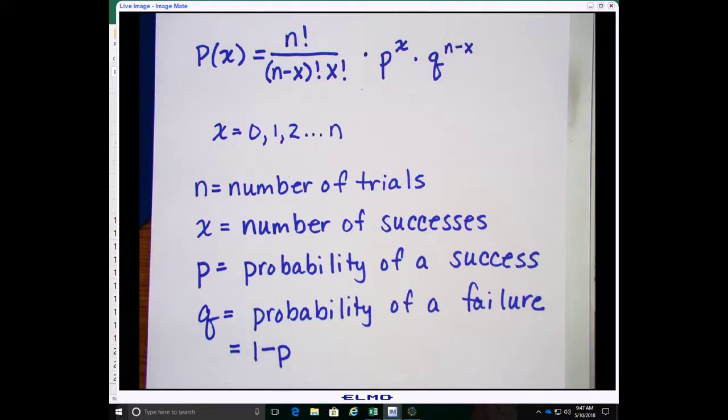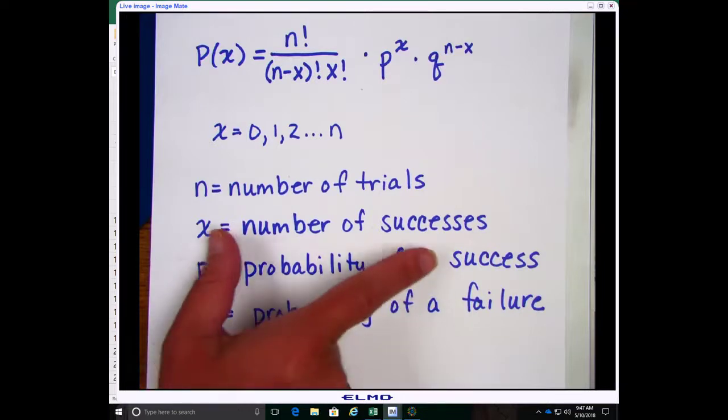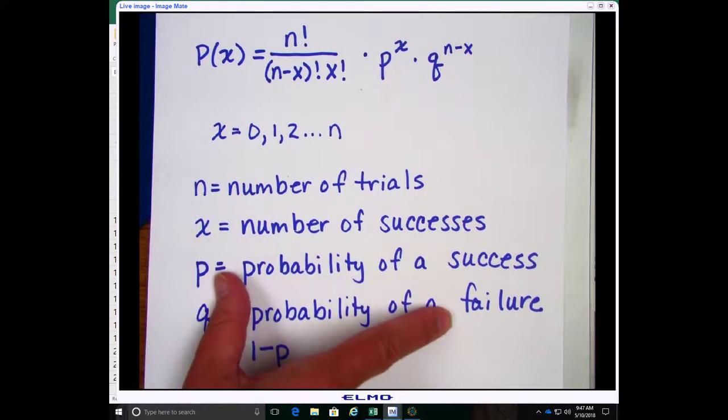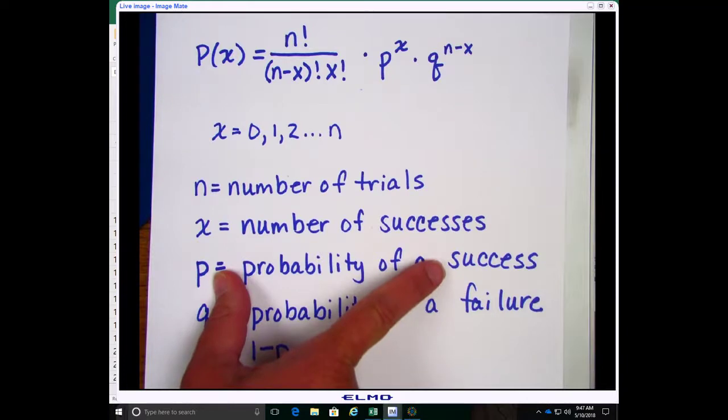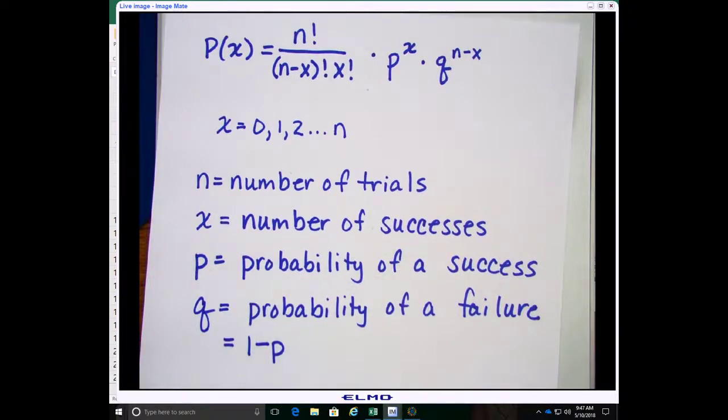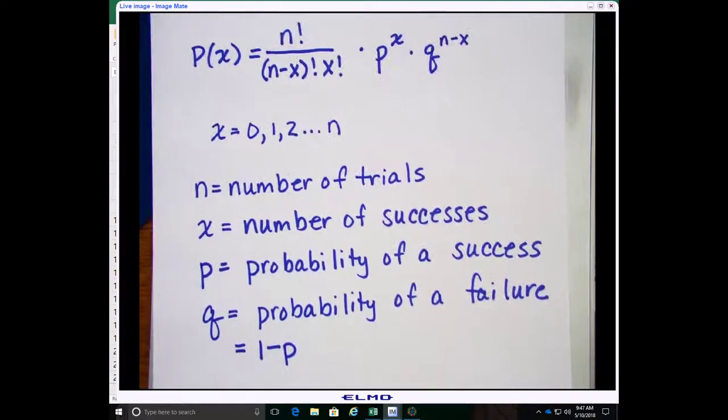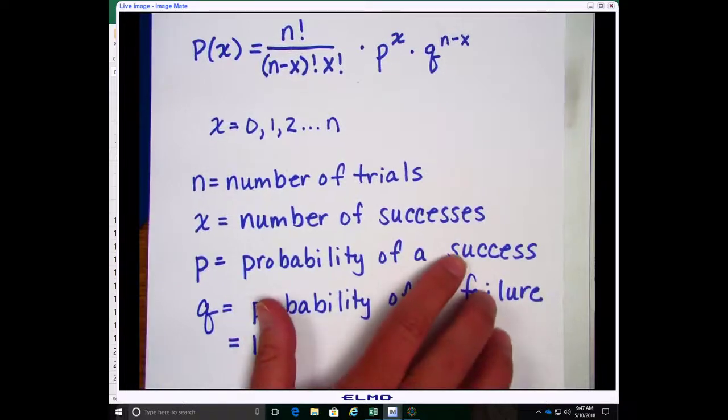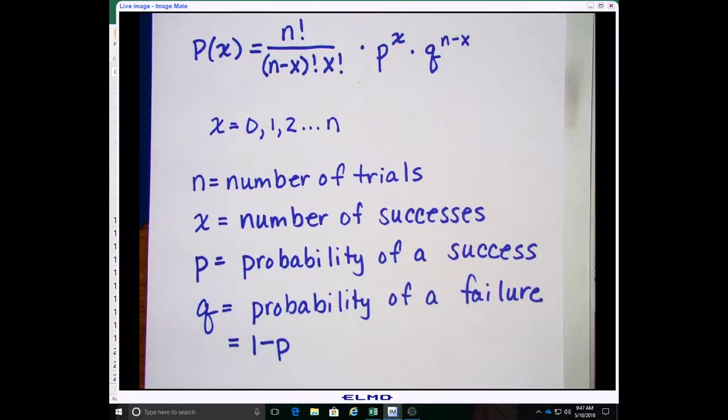Now we're talking about a binomial distribution, and one of the key features of a binomial distribution is it's either a success or a failure. Now don't get hung up on the words, because we define what a success is. So for example, a success might be the coin lands on heads, or the success might actually be that the coin lands on tails. I determine the success.